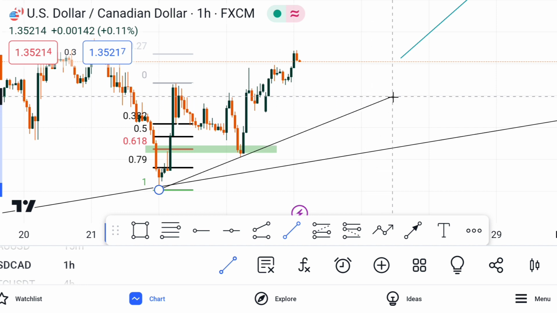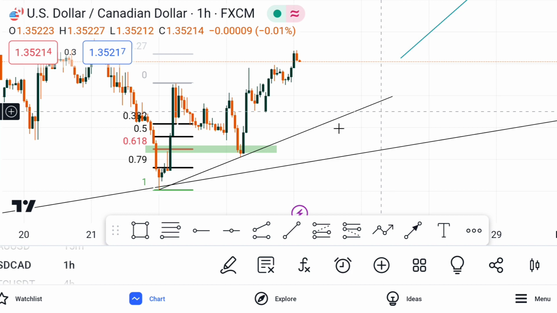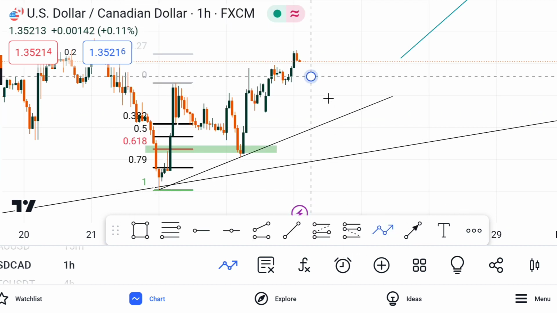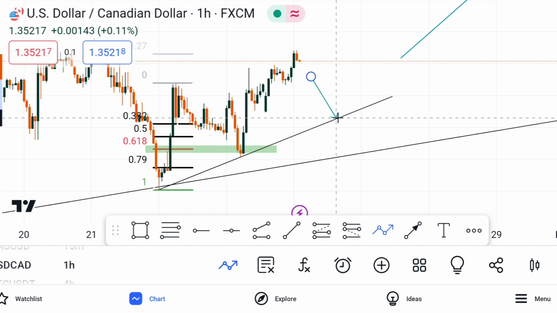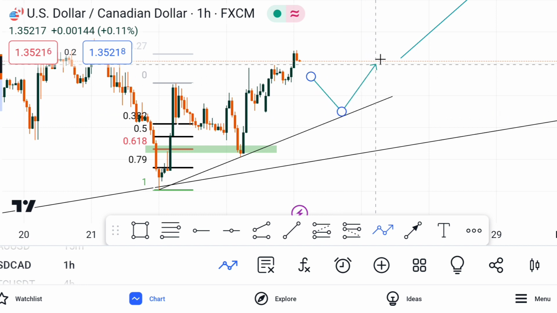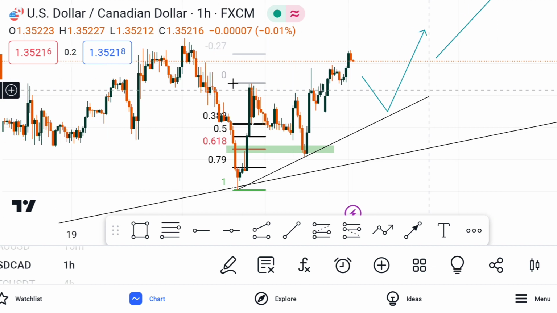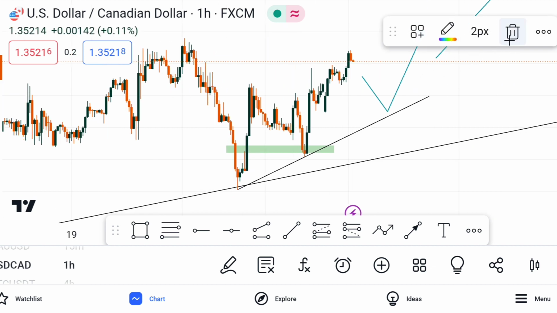So though we are going to be looking for buys, until price comes to this point we won't buy. Expecting price to come here before we can go long on this pair. So guys, that's what I have for USD CAD.